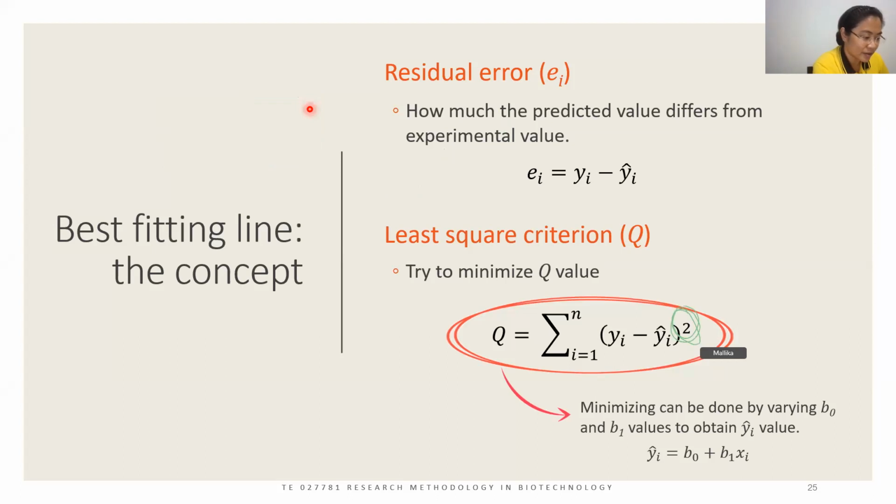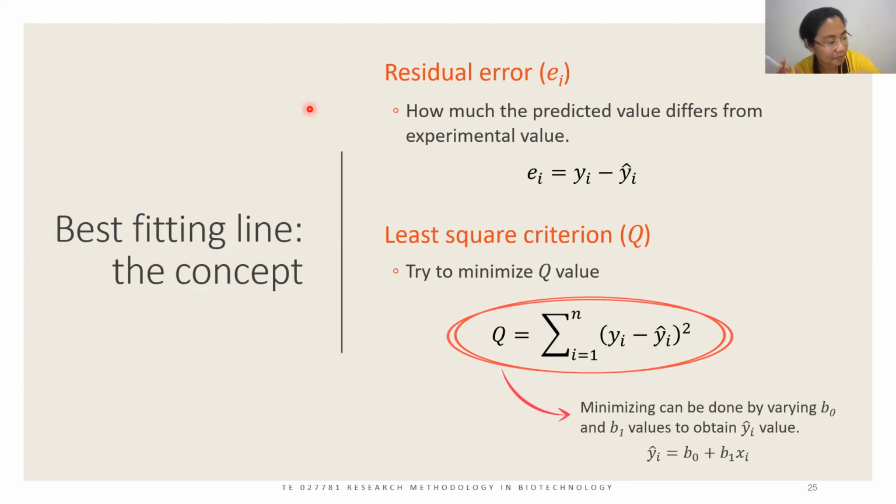Because these values could be positive or negative. If your yi is smaller than predicted, you get a negative, and if you sum the negative and positive, you wouldn't get a good estimation of Q based on this concept. So you have to square them to eliminate the negative effect, and then you just add them together. This is the concept.